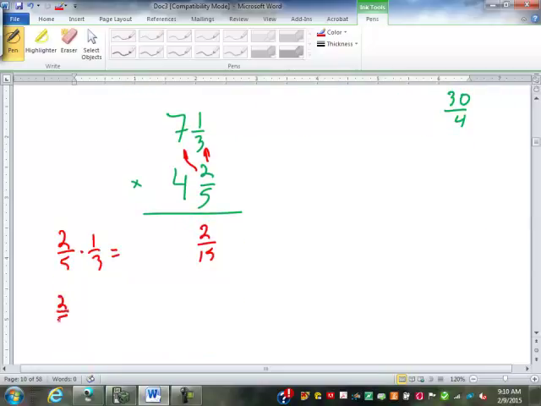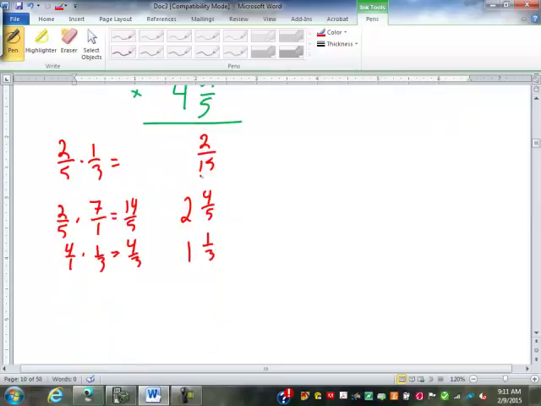So 2/5, how do you multiply a fraction times the whole number? You get 7 over 1. So it's 14/5, or 2 4/5. Then you have to do the 4 times 1/3, which is 4/3, or 1 1/3. And then you've got to do the 4 times 7, which is just 28.